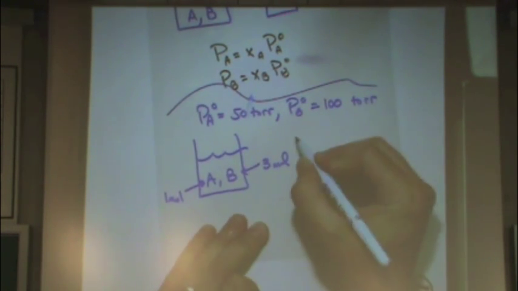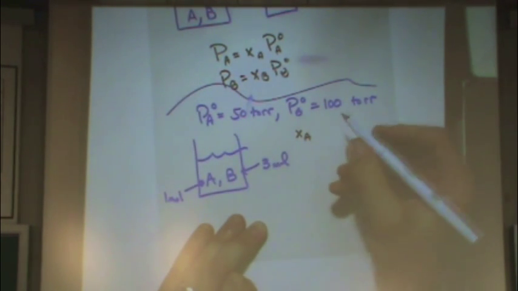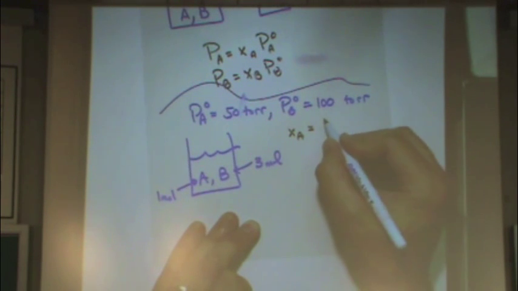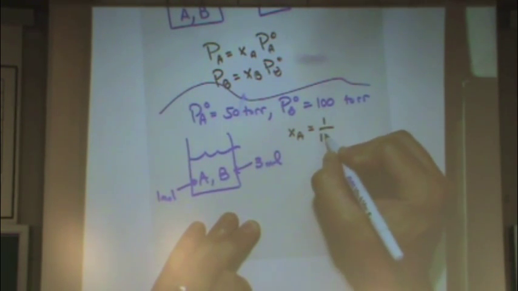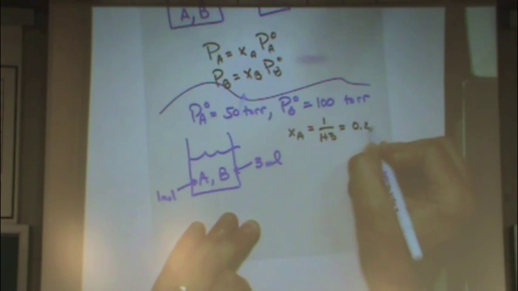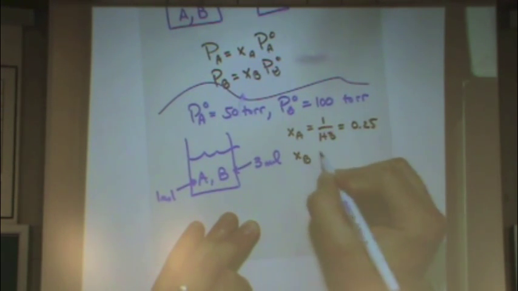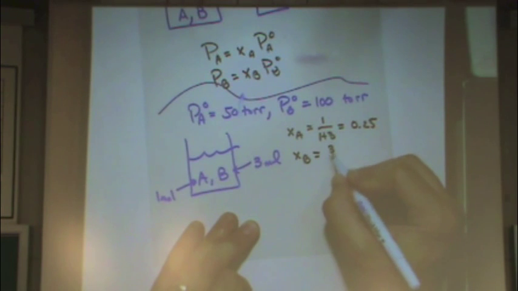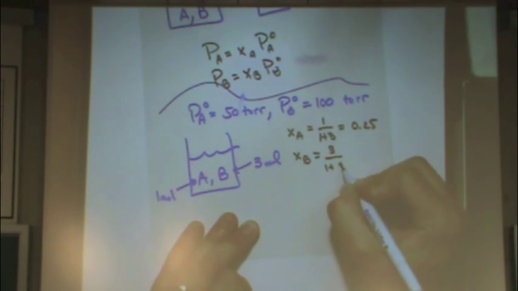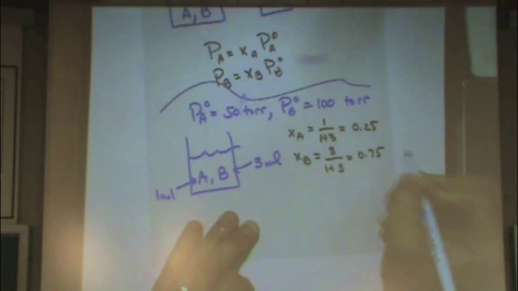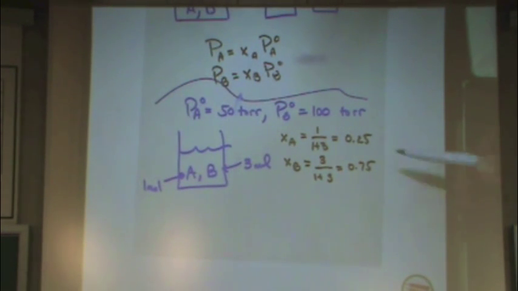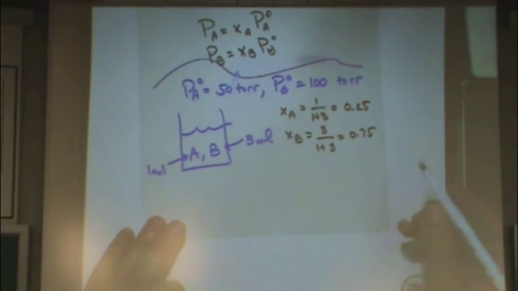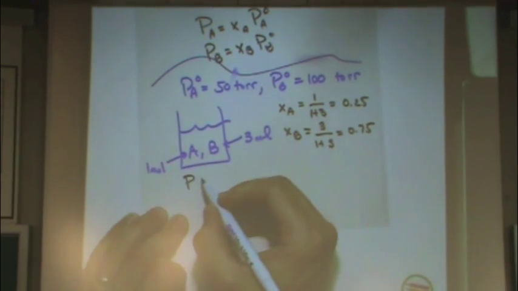So let's find the mole fractions first. The mole fraction of A is the moles of A, 1, divided by the total moles, 1 plus 3, or 0.25. The mole fraction of B is the moles of B, 3, divided by the total moles, 1 plus 3, or 0.75. The sum of the mole fractions better be 1, or you've screwed up completely. So the sum of those equals 1. Then you just move into the rest of the problem.